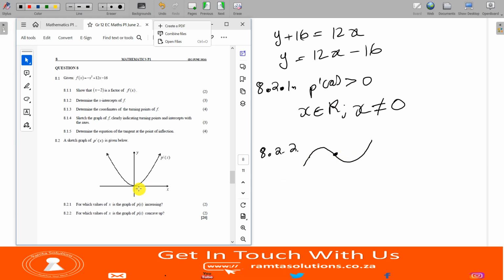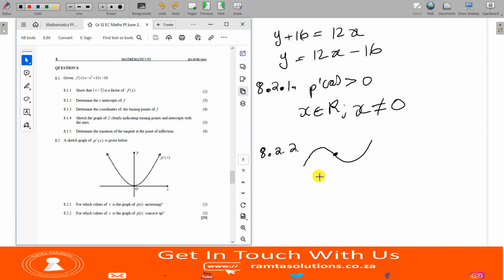Now, what is rightwards of the point of inflection? When you look at this parabola, the point of inflection is what you refer to as the axis of symmetry. So what is our axis of symmetry? X equals 0. So to answer this question, the graph of P of x is concave up when x is greater than 0.